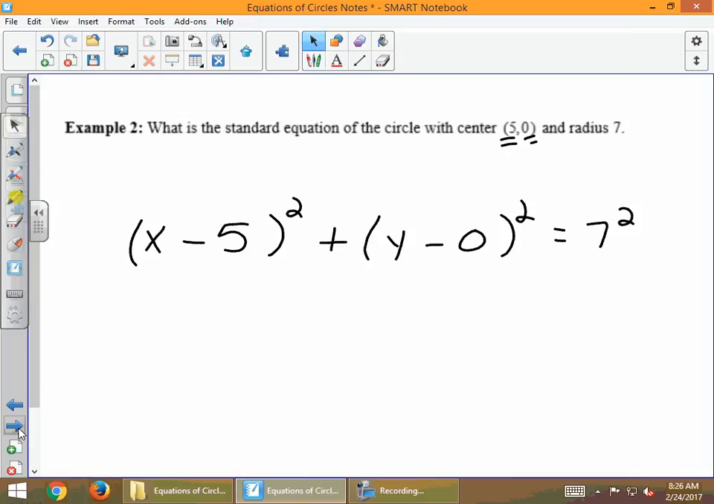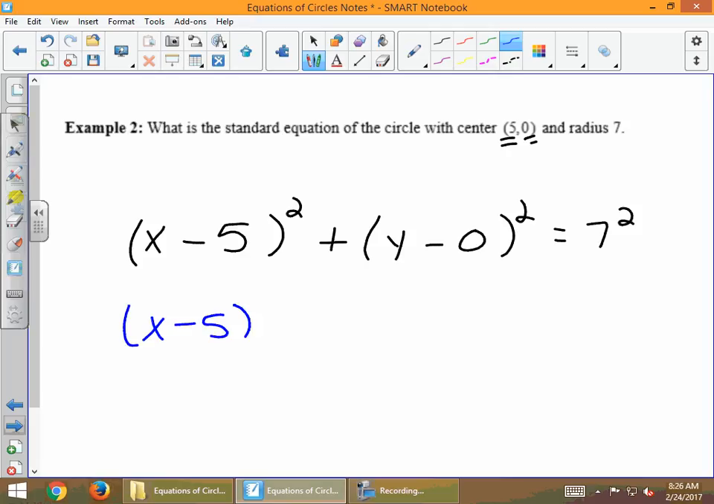The thing is, you can't leave it like this. You have to clean it up. Well, in this parenthesis, that's just going to say x minus 5 squared because we can't combine x and 5, so just leave it. In this next parenthesis, you can combine y and 0. Y minus 0 is just y. Okay, that's good. And then you have to square your radius. You can't just leave it as whatever the number is squared. You need to clean that up, simplify it down. 7 squared is 49.